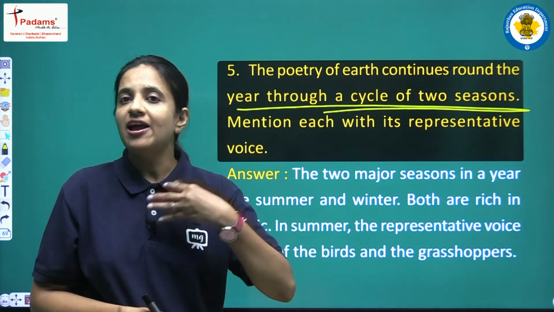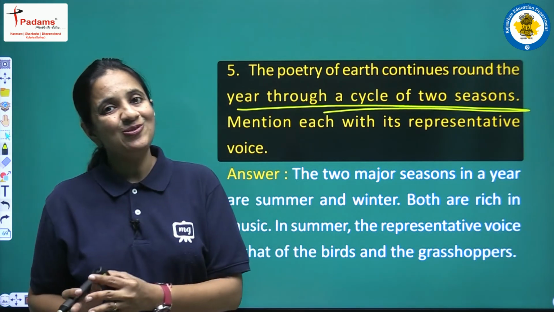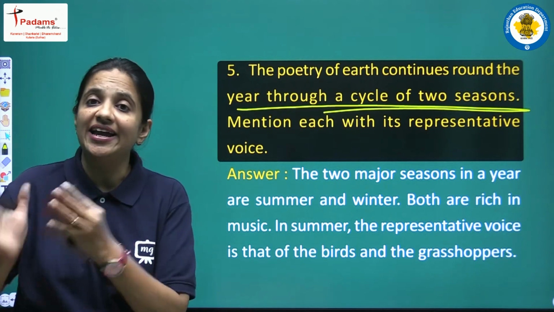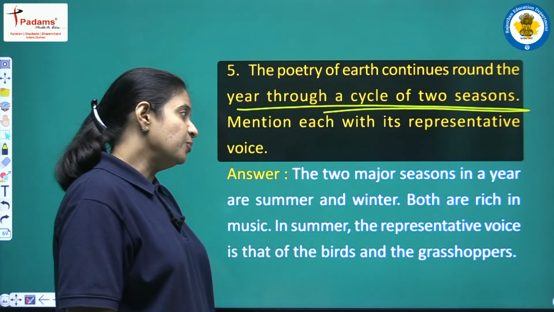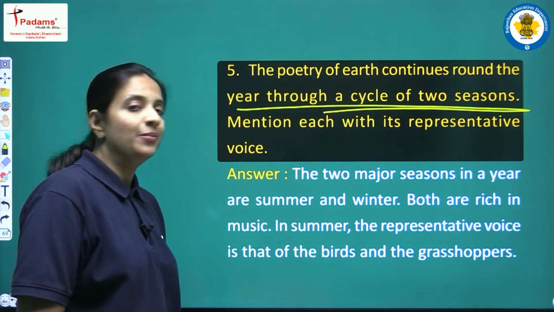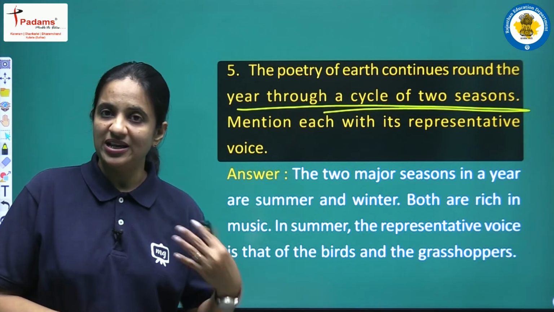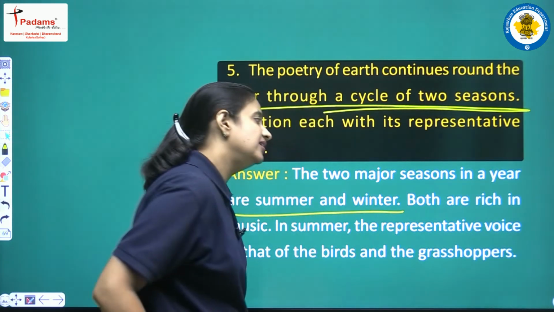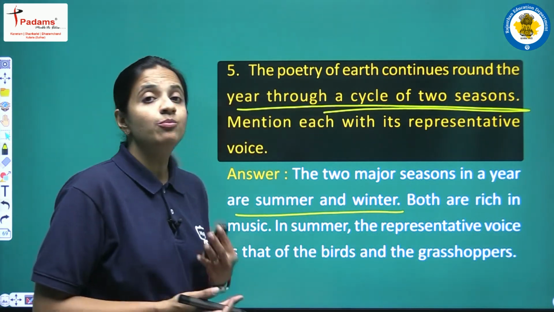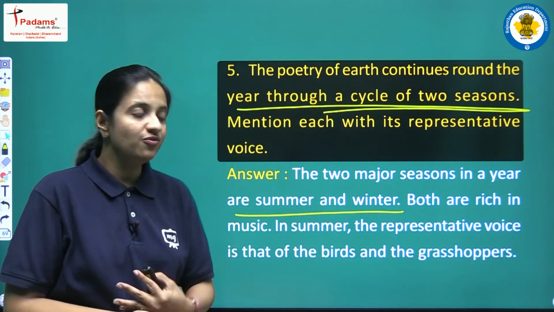So when we have one season, what is the representative voice of that season, and we have to write the representative voice of the second season also. So let's see how we can write our answer. The 2 major seasons in a year are summer and winter. So first of all we are writing the names of the 2 major seasons. So yes, they are summer and winter. Both are rich in music. So according to the poem, both the seasons are rich with music.